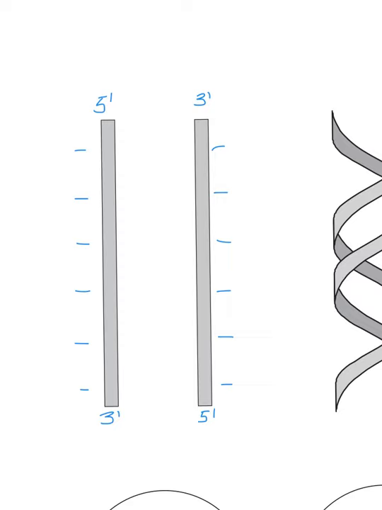Next, I'd like to point out that the bases are going to emanate out from the backbone in between the phosphates and reach across to the other strand. We can see them here, coming from both strands, where they contact each other in between.